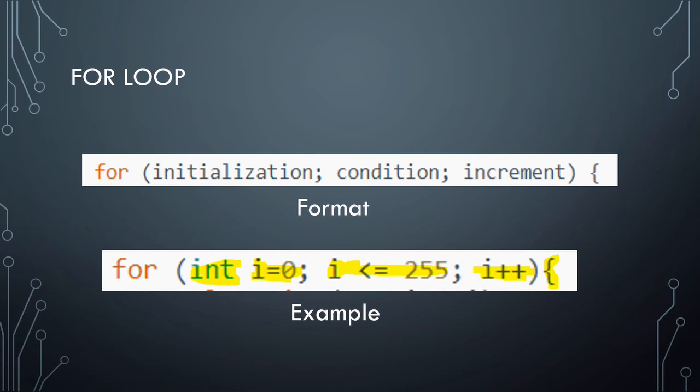This could be used for a fading loop. If we were to turn up our LED, start the brightness at 0, and we wanted to slowly increase the brightness, one way to do that continuously would be to start it out at 0. If it's less than 255, we would turn it on to that value. At the end, increment by 1. And so this for loop would keep going until i was incremented to 256, because then it would no longer fulfill the condition.